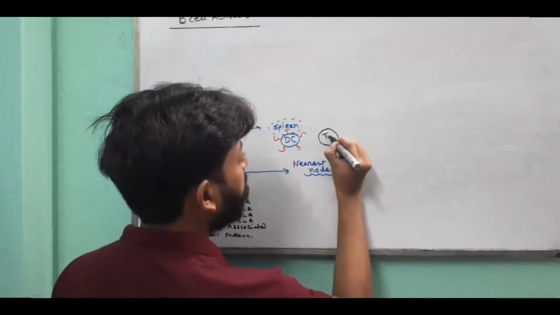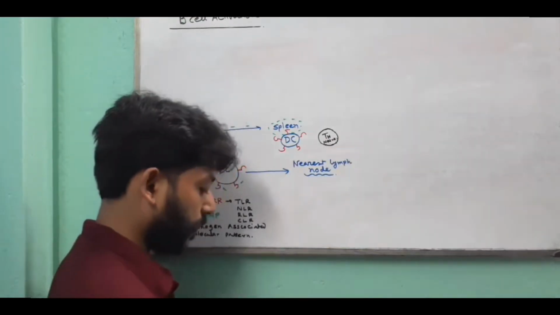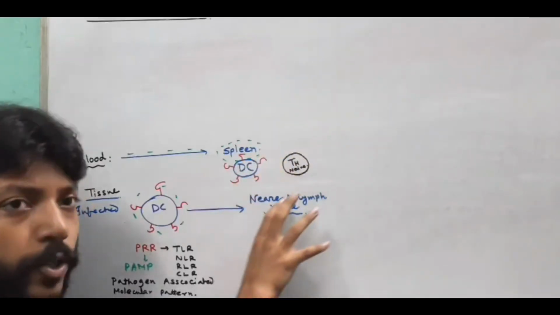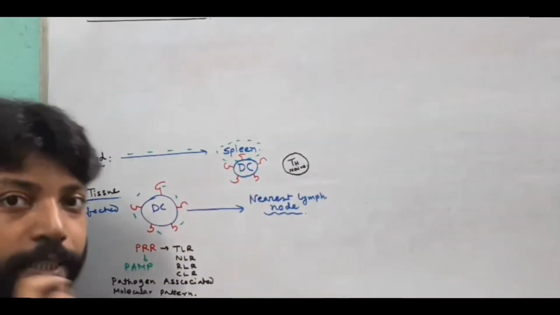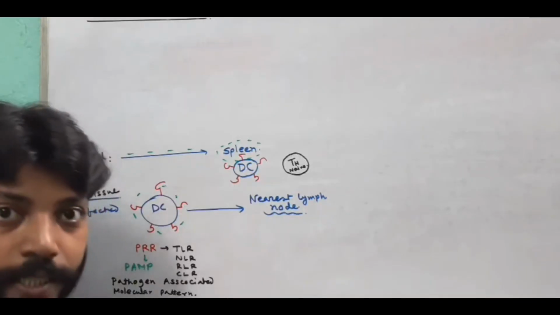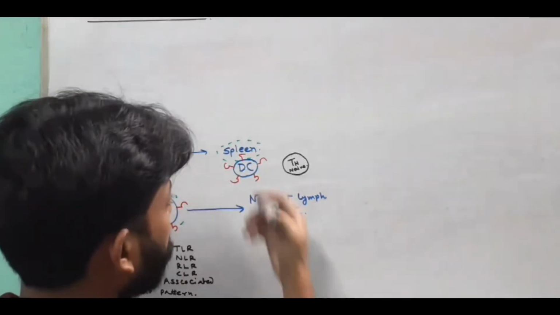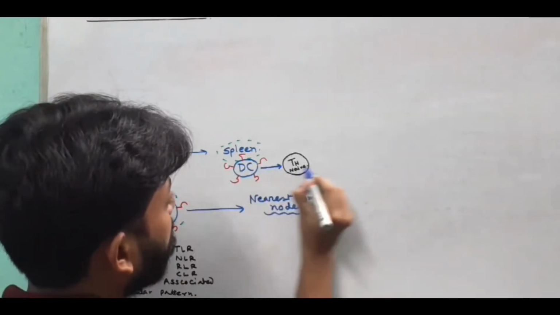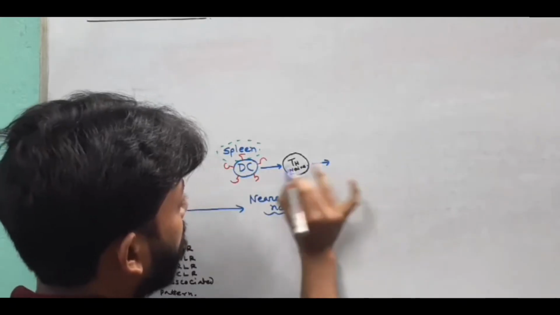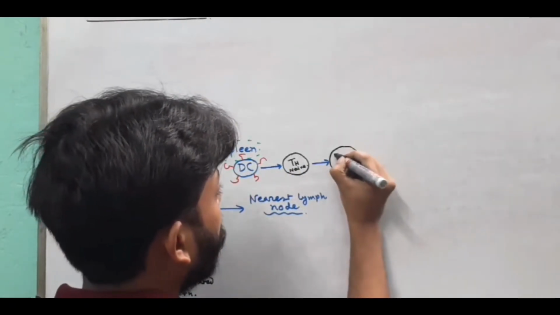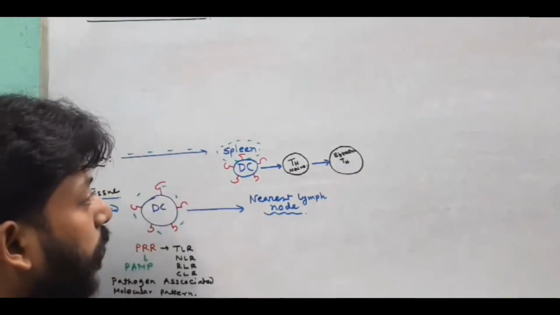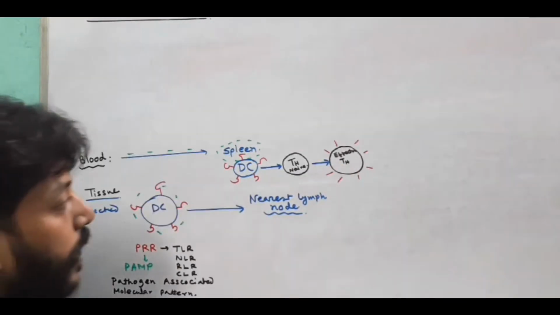Let's assume this is a T helper cell that is naive, or inactive. So many naive T cells patrol through the spleen and the lymph node. If they find a dendritic cell that is presenting pathogen antigen, the dendritic cell activates the naive T helper cell into an effector T helper cell. Now these T helper cells become effector, that means these cells become activated. So I can write activated.